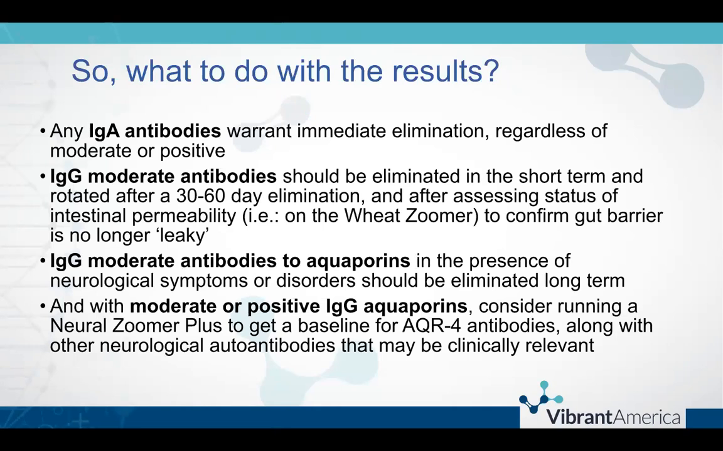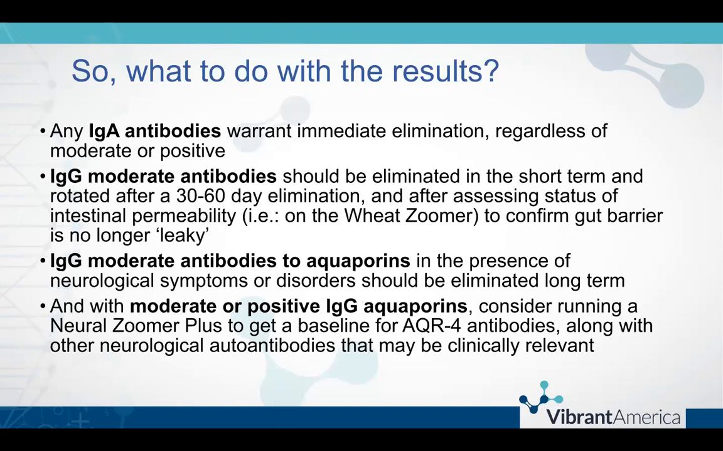So what do you do with the results? All right, you've got a lectin zoomer. Where do we start? So in general, this is not even specific to Neural Zoomer. This is just IgA and IgG. Any IgA antibodies would warrant immediate elimination, regardless of moderate or positive. That's something that we can cut that food out right away. And because IgA has such a short half-life, the half-life of it is 6 to 10 days, those antibodies go down rather rapidly. IgG moderate antibodies should be eliminated in the short term and rotated after 30 to 60 days of elimination.